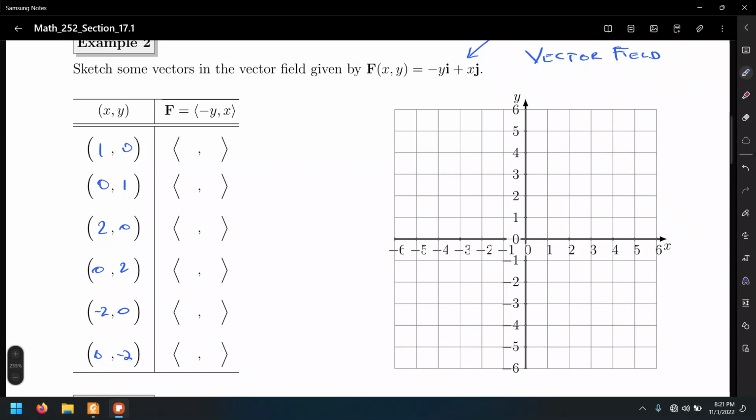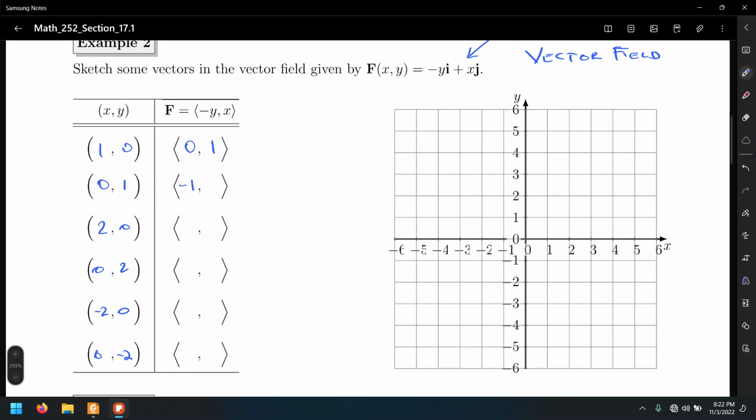Be careful when finding the corresponding vectors, because even though the ordered pairs are in order, x and y, the vector field doesn't have to be in order, because the i and j components can contain any random function of x and y. So we're going to find the opposite of the y component, which in this case is 0, and x, which is 1. For the other point, the opposite of the y component, which is negative 1.